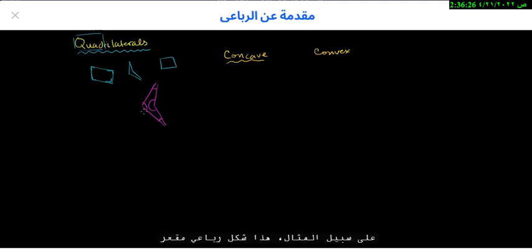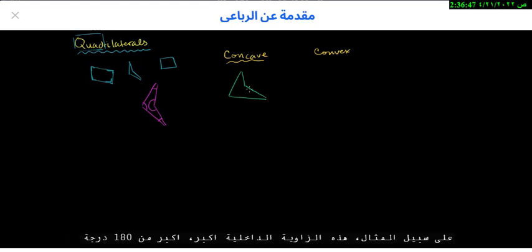So, for example, this is a concave quadrilateral. It looks like this side has been caved in. And one way to define concave quadrilaterals, so let me draw it a little bit bigger, so this right over here is a concave quadrilateral, is that it has an interior angle that is larger than 180 degrees. So, for example, this interior angle right over here is larger than 180 degrees.